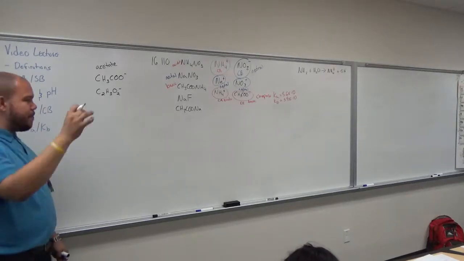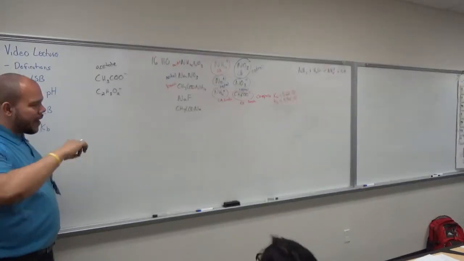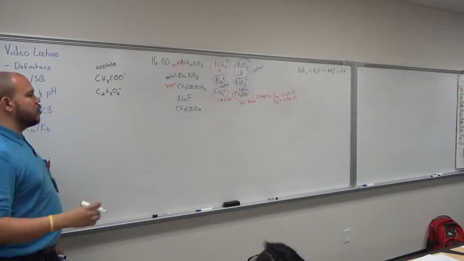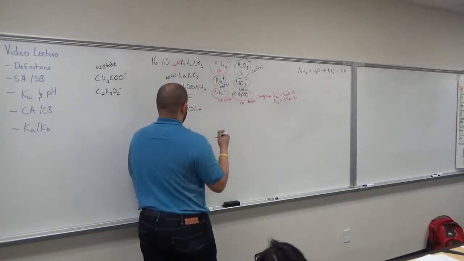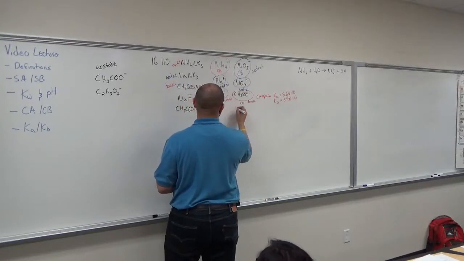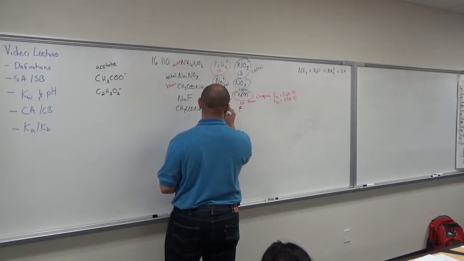Calculating Ka and Kb from a Ka or Kb is a direct calculation using Kw. You've got to be able to do that too. All right. Lastly, the last two, sodium and fluoride.